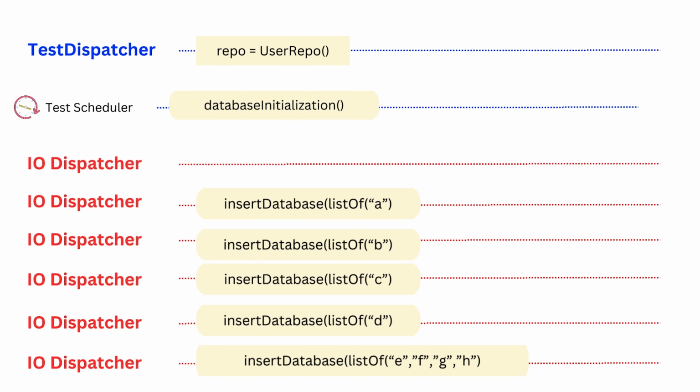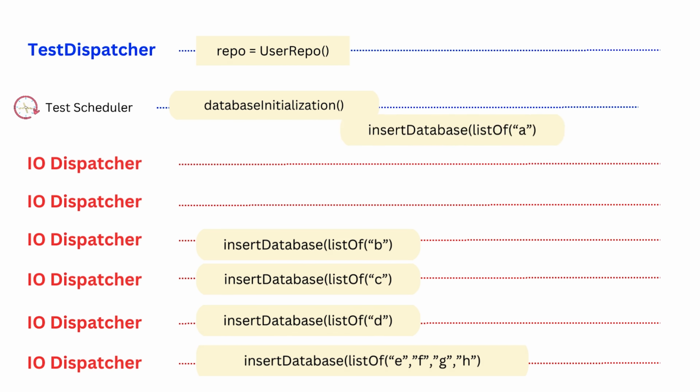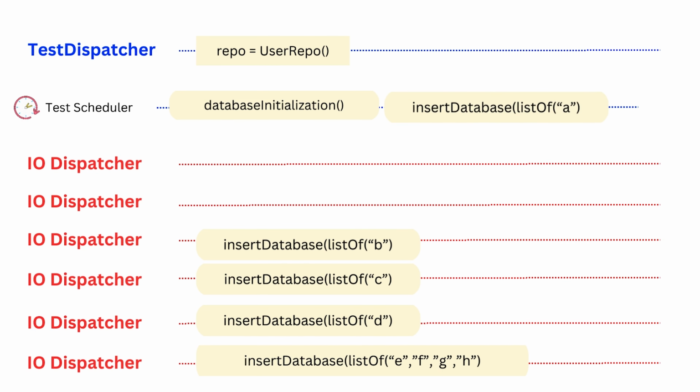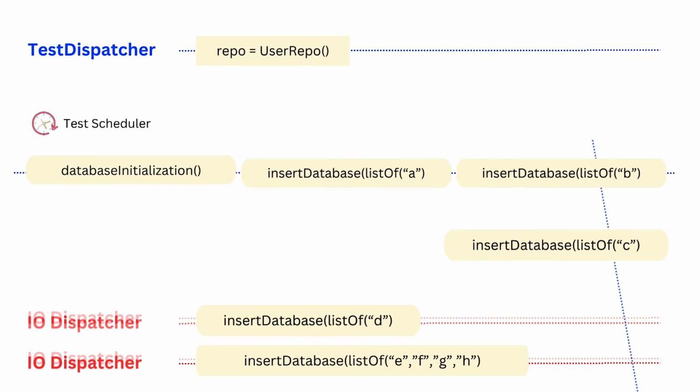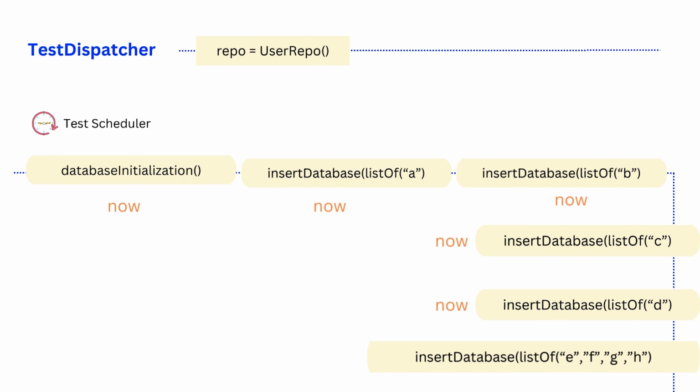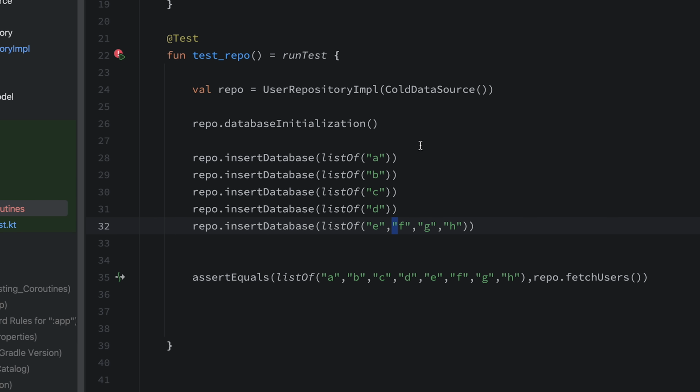So in our queue, first it will have the database initialization task, then we have insert database that has a list of A, then we are having insert database that has a list of B. Similarly, we are having C, D, E, F, G, H. All right, and every task has a timestamp. So let us say this has a timestamp of now.